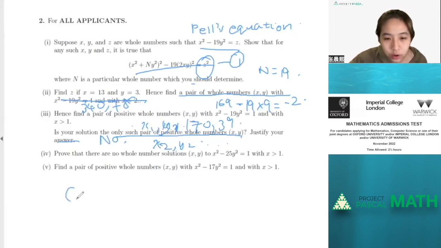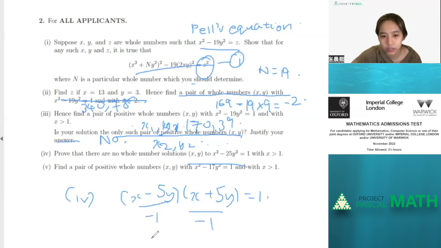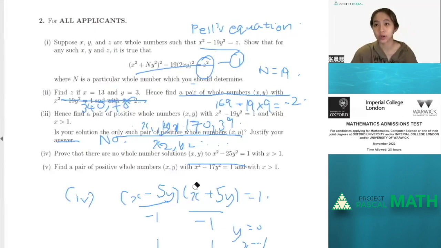Okay, prove that there are no whole number solutions to this. Well, you have x minus 5y and x plus 5y equals 1. So either this is -1 and -1, or this is 1 and 1. Which gives you y equals 0 and x equals 1 for both cases, and that doesn't work because the question wants you to get x greater than 1.